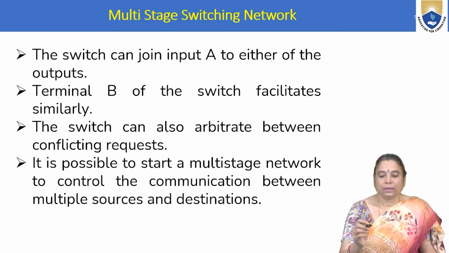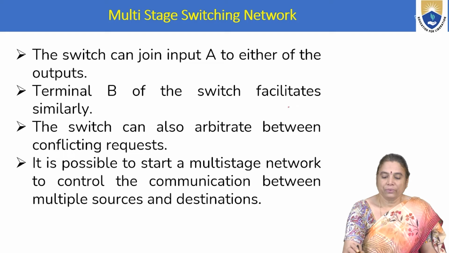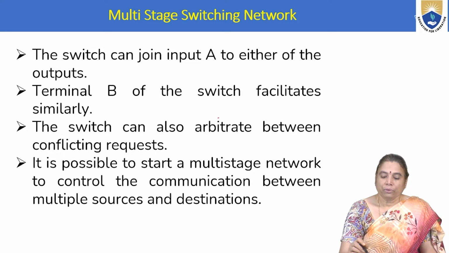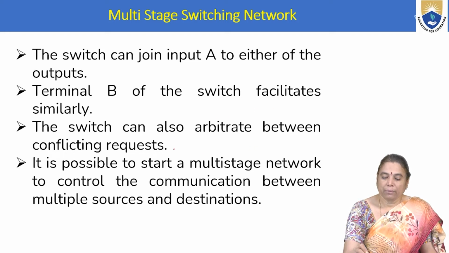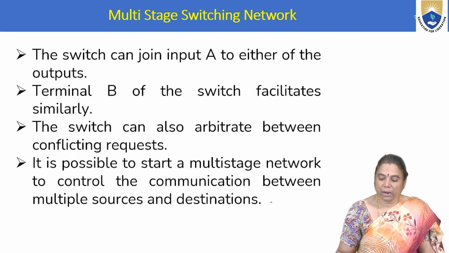So the switch can join input A to either of the outputs. The terminal B of the switch facilitates similarly. So the switch can also arbitrate between conflicting requests. It is possible to construct a multi-stage network to control the communication between multiple sources and destinations.